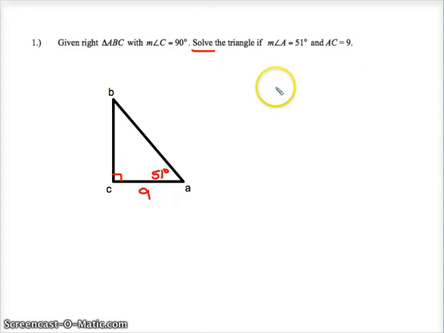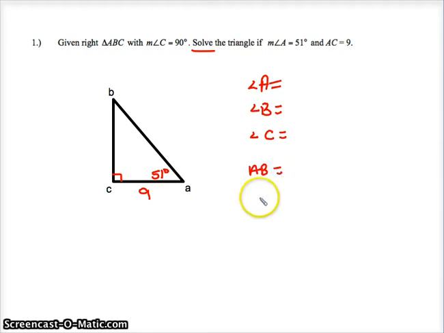Okay, so when I'm all done, I should be able to have an answer for the measure of angle A, measure of angle B, measure of angle C. I should also know what the length of AB is, the length of BC is, and also what the length of AC is. Okay, I can go through and fill some of these out now. I know that A is 51. I know that C is 90 degrees. I know that CA is 9. Okay? Let's go ahead and choose a side that you'd like to find.